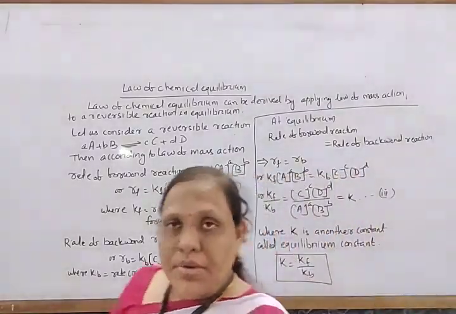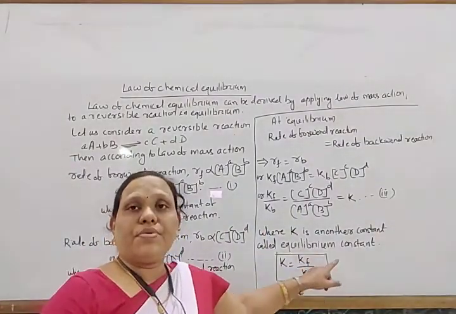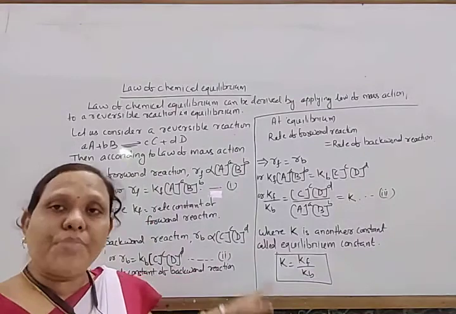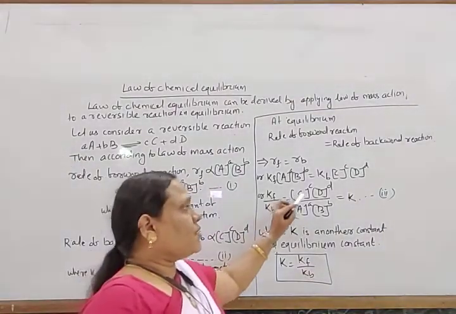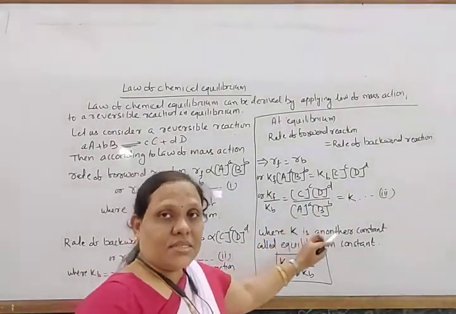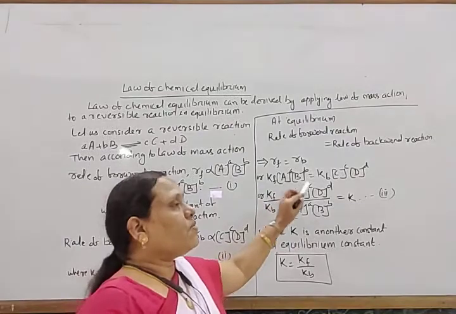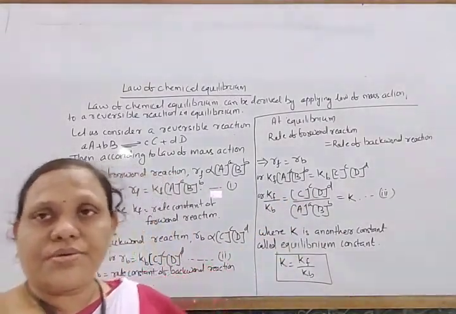Then what is the equilibrium constant? The equilibrium constant is the ratio of the rate constant of the forward reaction to the rate constant of the backward reaction. Or we can say this is the product of molar concentrations of the product species to the product of molar concentrations of the reactant species, each term raised to the power equal to its coefficient at a particular temperature.